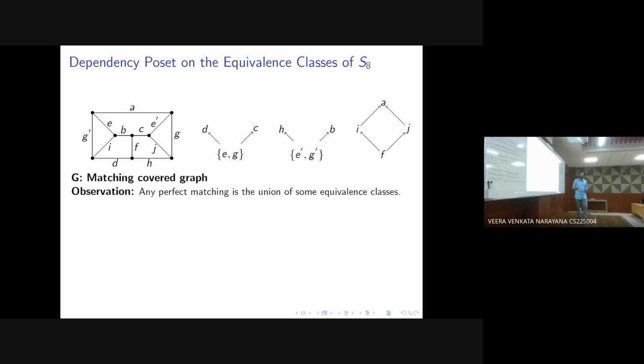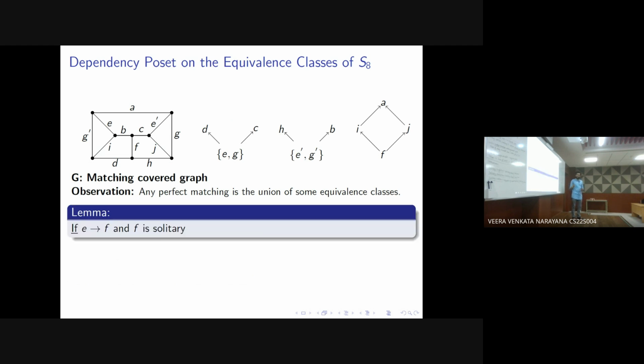So in a matching covered graph, this is just an observation. Any perfect matching is the union of some equivalence classes. That means if you take any perfect matching and any equivalence class, either everything in the class is contained in the matching, or none of the edges in the class are.